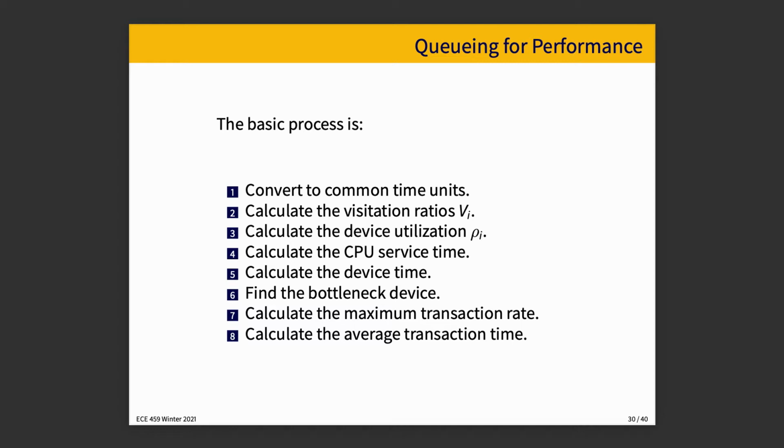We will calculate the visitation ratios. This is how often various components of the system are used. We will figure out the device utilization: which devices are being used and how much? How close are they to capacity? We can calculate the CPU service time and the device time, so how much time the CPU is spending doing stuff and how much time devices are spending doing stuff. We will then be able to identify the bottleneck device. That allows us to answer the what if type questions: what is the maximum transaction rate and what is the average transaction time?